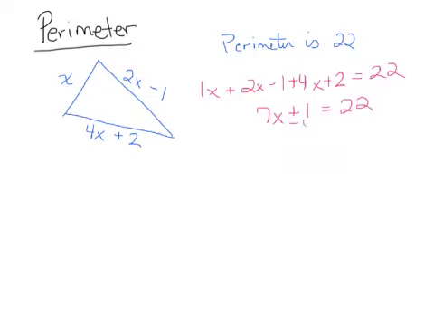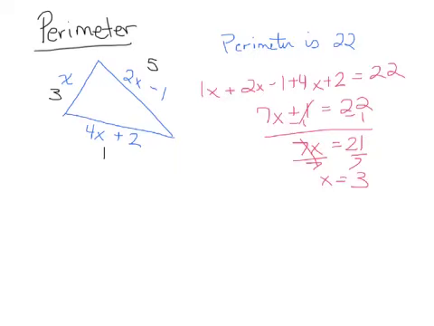I subtract 1 from both sides. I get 7x is equal to 21. Divide by 7, divide by 7. My x will equal 3. What that means is this side will be 3. 2 times 3 is 6, minus 1 is 5. 4 times 3 is 12. 12 plus 2 is going to give me 14.